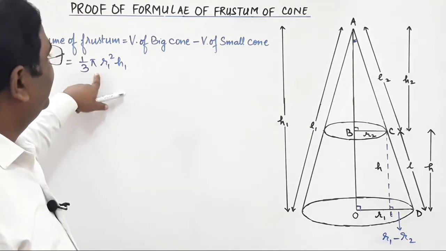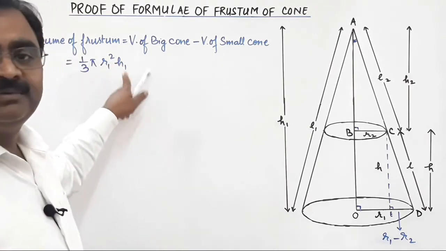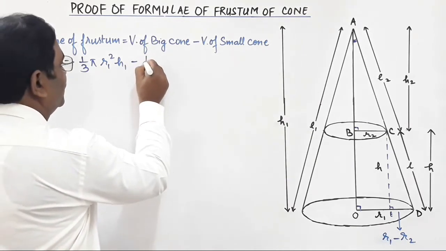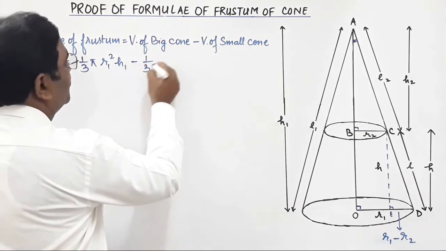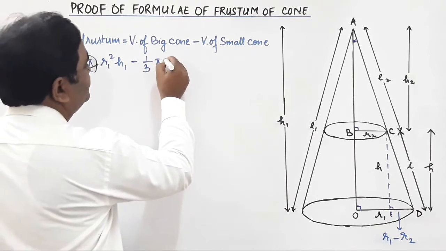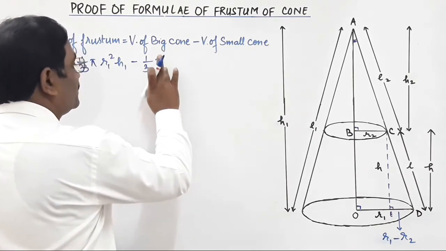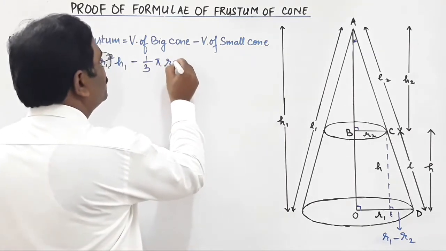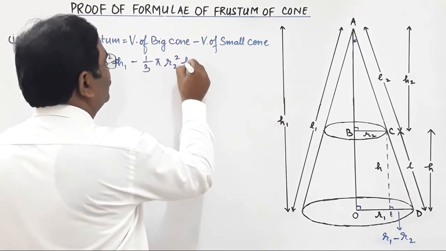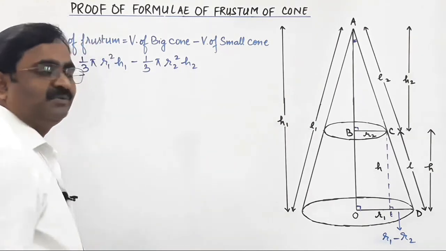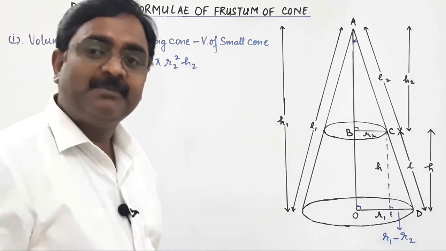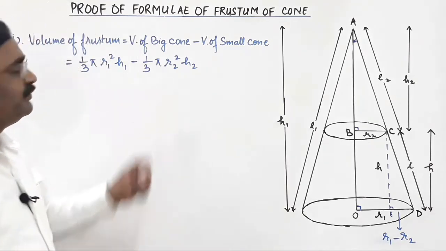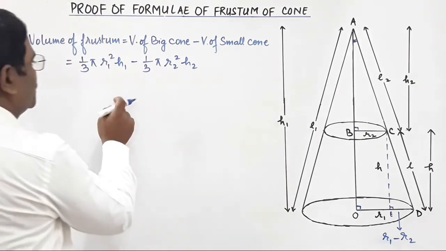1/3 pi R1 square into H1 minus 1/3 pi R2 square into H2. This is the volume of the smaller cone. Understood? Any problem? Right. So let us take the thing which is common in these two terms.